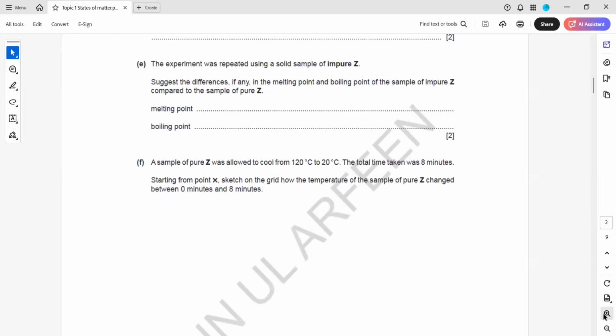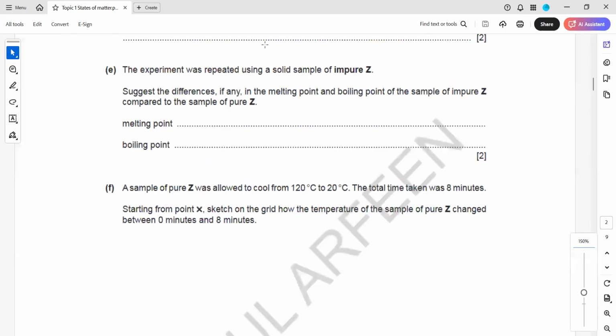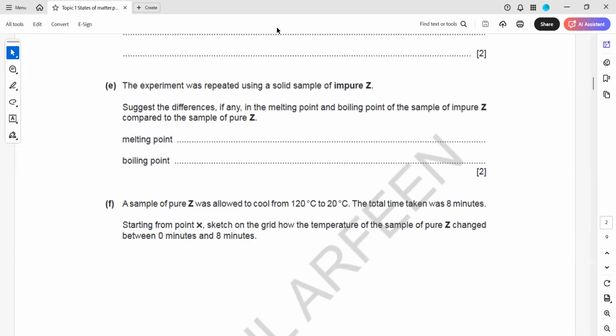The next: the experiment was repeated using a solid sample of an impure Z. What happened to the melting point? The melting point decreases, good. What happened to the boiling point? Increase. Because the melting point is the temperature at which a solid turns into a liquid. But if we have an impure sample, the melting point decreases and the boiling point will increase.